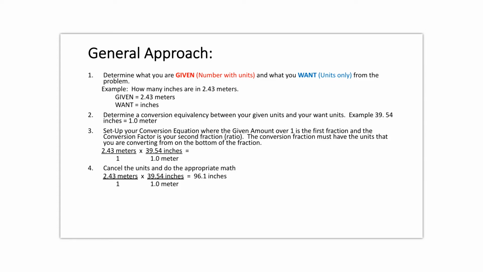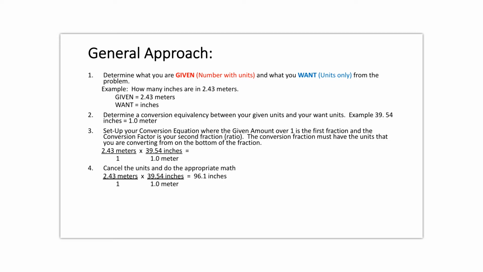Okay, so the general approach to doing any type of conversion from one unit to another is the following. You're going to first determine what you're given, and that's always going to be a number with a unit. Then you're going to determine what is the new unit that you want to convert into, and that's always going to be given in the problem. Once you determine that, you have to find a conversion factor that has the same two units involved.